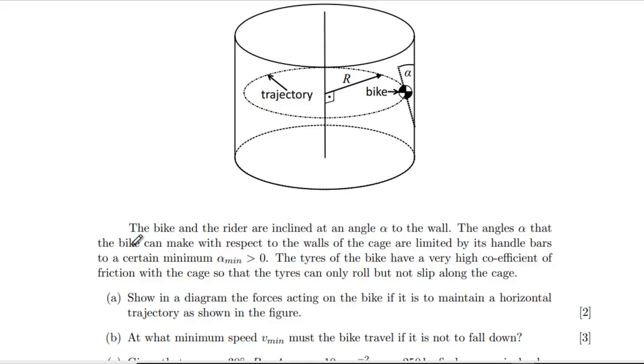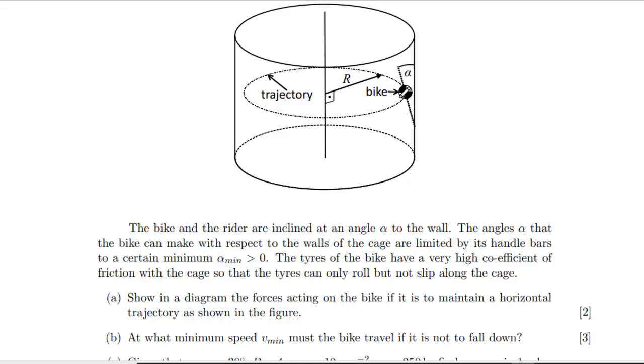The angles that the bike can make with respect to the walls of the cage are limited by the handlebars, so a certain minimum, alpha minimum, is greater than 0. The tyres of the bike have a very high coefficient of friction with the cage, so that tyres can only roll but not slip along the cage. Show in a diagram the forces acting on the bike if it's to maintain a horizontal trajectory as shown in the figure.